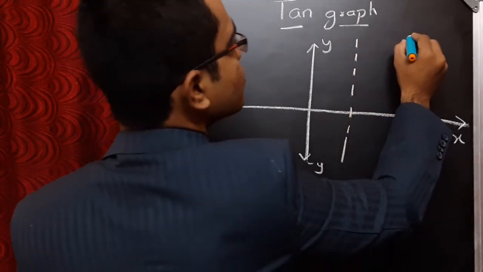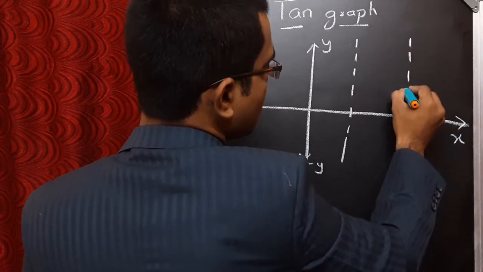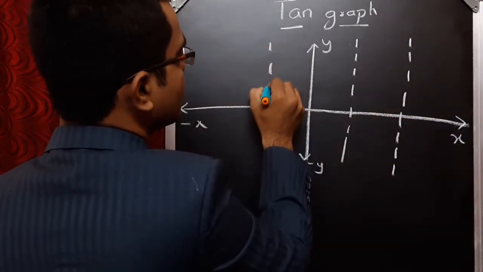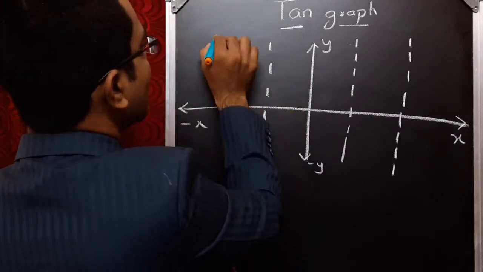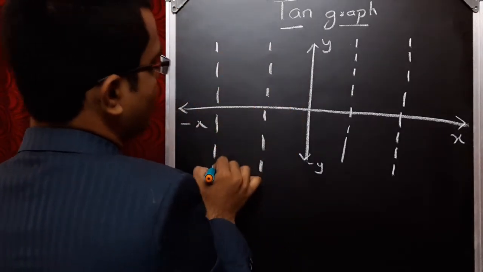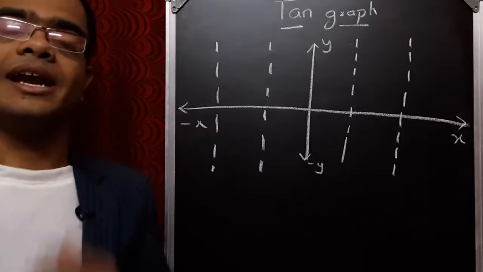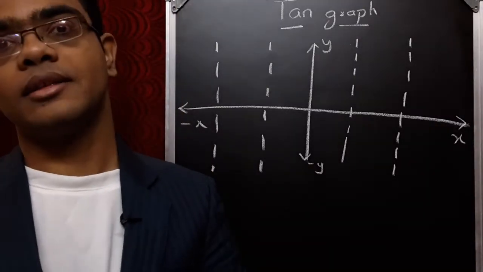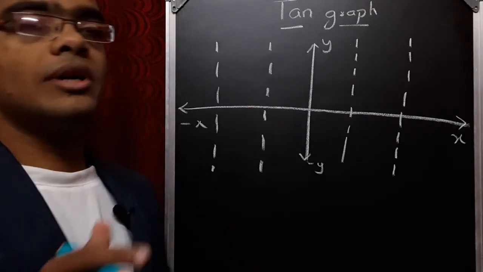at pi by 2, 3 pi by 2, and here minus pi by 2, minus 3 pi by 2. Why? How do I say it? Tan 90 is going to be infinity, right? Tan minus 90 is also going to be minus infinity, and tan 0 is 0, tan pi is 0.